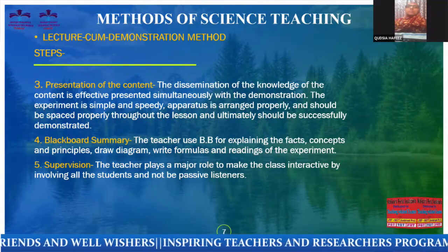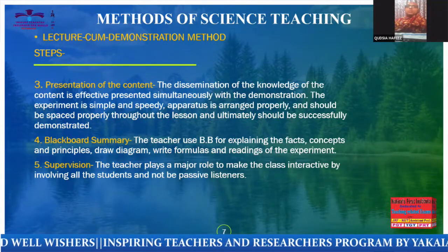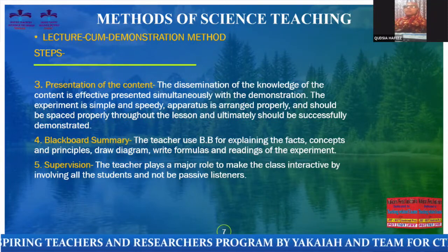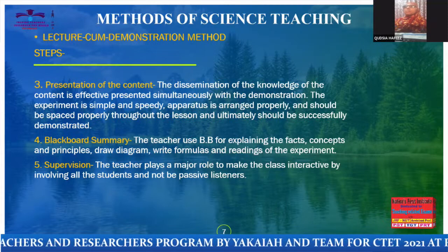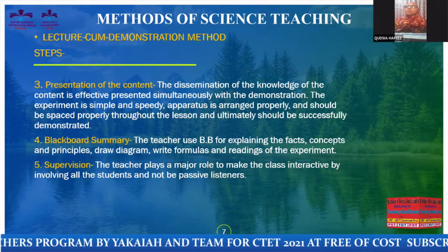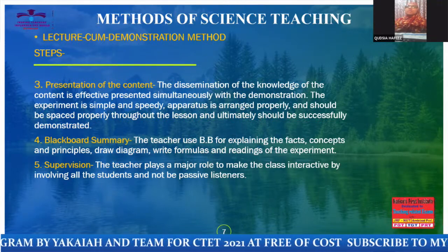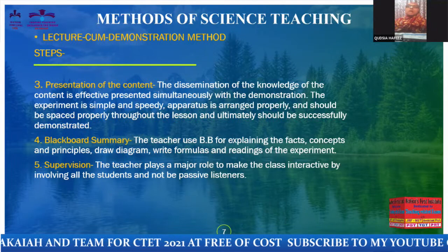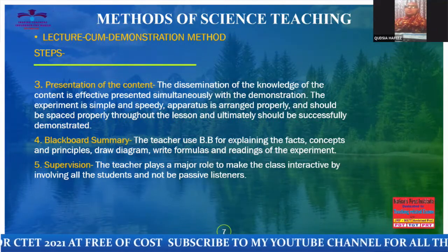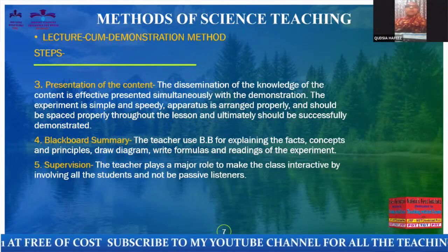And the fourth step is blackboard summary. Here the teacher uses a blackboard for explaining the facts, concepts, principles, drawing a diagram, writing a formula, and readings of the experiment. There are many things where the teacher can use the blackboard for showing the students to what level the experiment has proceeded, what the summary of the particular concept is, and how far the students are noting down all the important points from the blackboard.